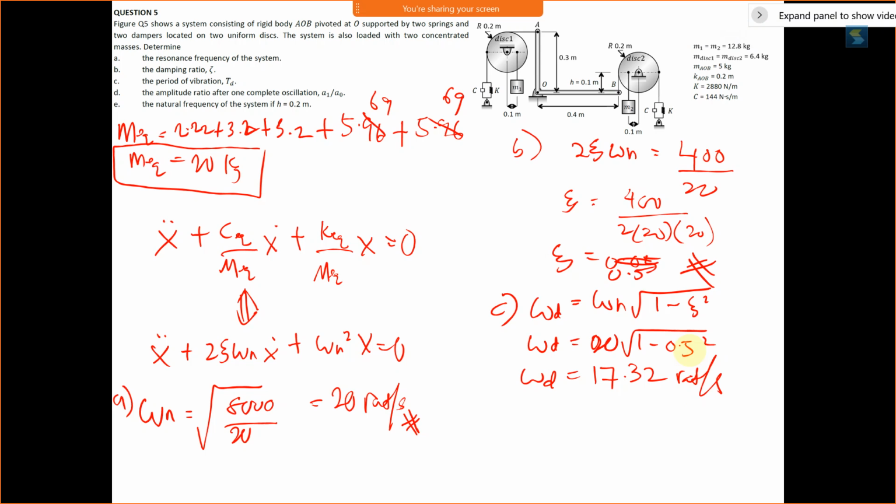17.32. Then to get the period of vibration T D, we get T D equals 2 pi over omega D, which equals how much? 2 pi divided by 17.32, correct? The equation is 2 pi over omega D. So 0.36 second. So that is our answer.